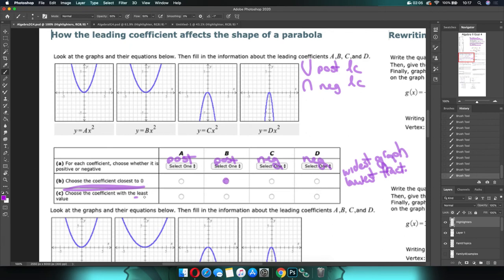Next up, you're looking for the least value. That one has two conditions. First thing, because it's least, we need it to be negative. Then, because it's least, we need it to be narrow. Those are the two conditions that you're looking for, negative and narrow. So negative is these two. Which one is narrow? That's going to be D. So that's the visual kind.